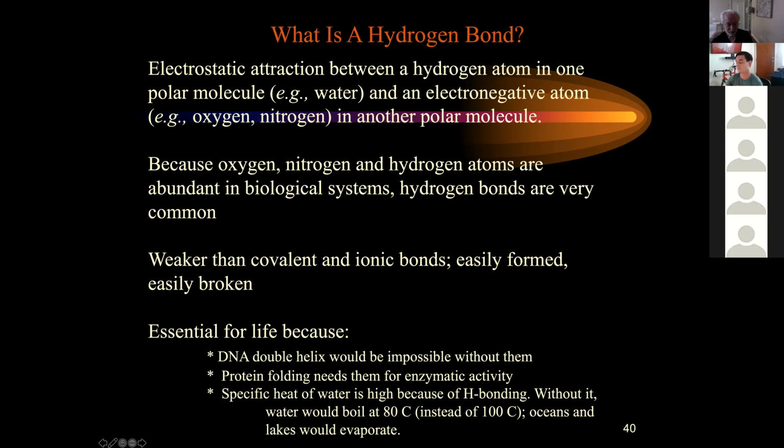And for example, the specific heat of water is high because of hydrogen bonding. If it weren't for hydrogen bonding, water would boil at 80 degrees centigrade instead of 100, and oceans and lakes would boil away. They'd evaporate. We wouldn't have liquid water here on Earth.